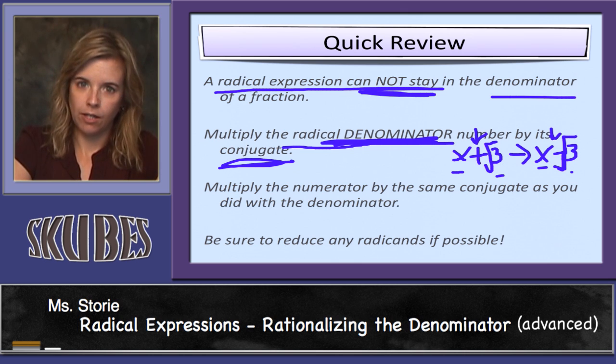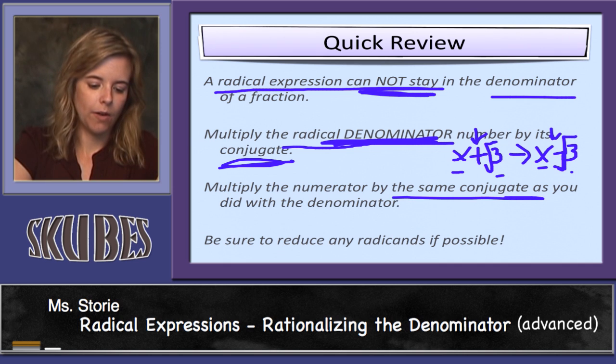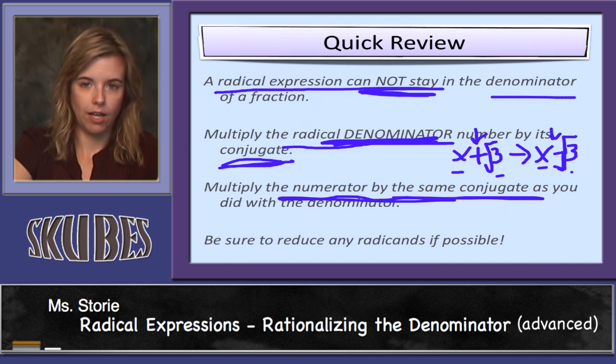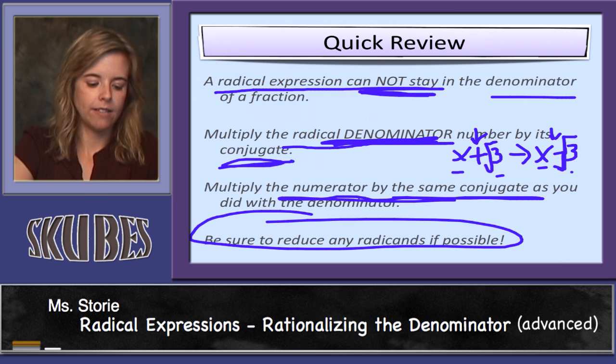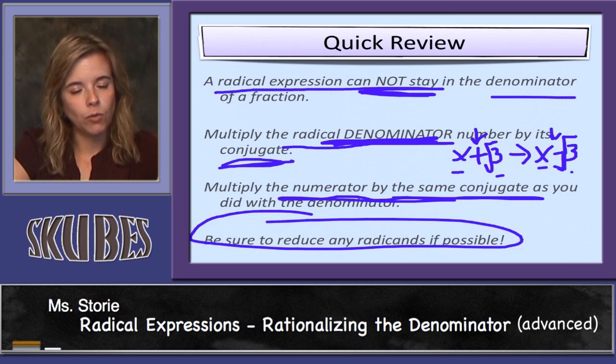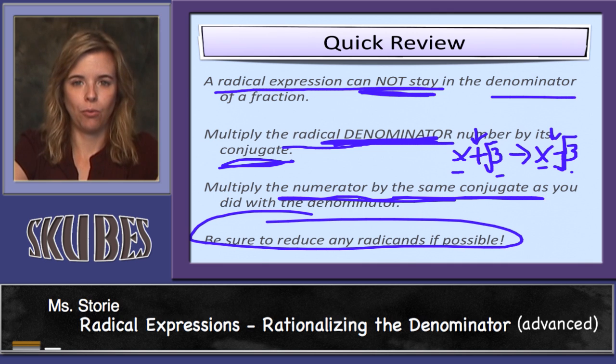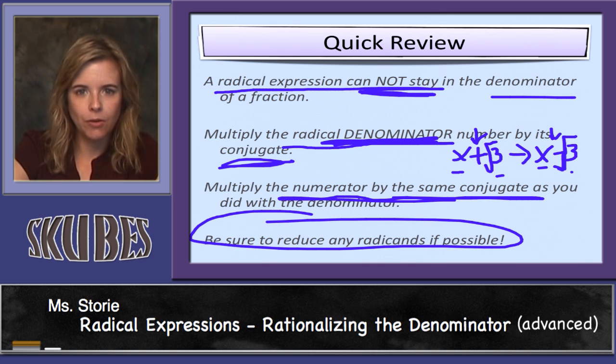You're going to multiply the denominator by it, and you have to multiply the numerator by it as well. Right here, you have to multiply the numerator by the same conjugate because you have to keep them equal. Be sure to reduce any radicands that you can if possible. And the only way to double check these, there's no shortcut unfortunately, so you're going to have to go through and redo your multiplication and make sure that you added up all your exponents correctly and that you've fully reduced your radicands.